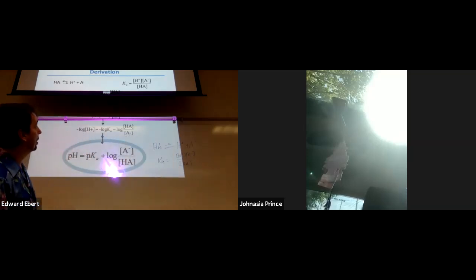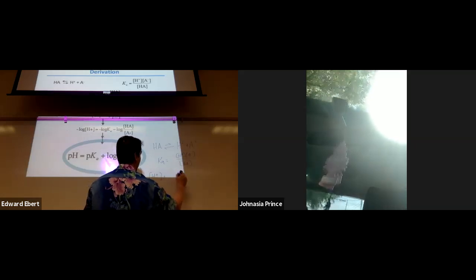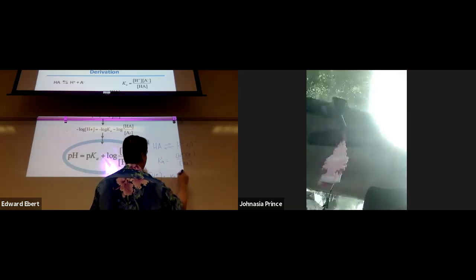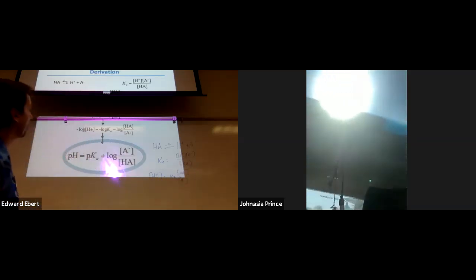Our Ka is basically just the concentration of our products, our H plus and our A minus, over the concentration of our undissociated acidic form. If I rearrange this, that's what I get in the middle there, the part that's kind of covered up. So I can solve for H plus. My H plus concentration is going to equal my Ka times my HA over my A minus concentrations. So we can figure out how much proton we have in there.